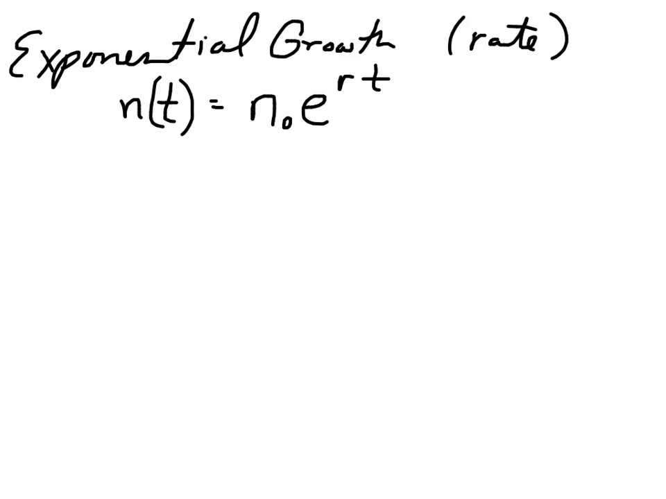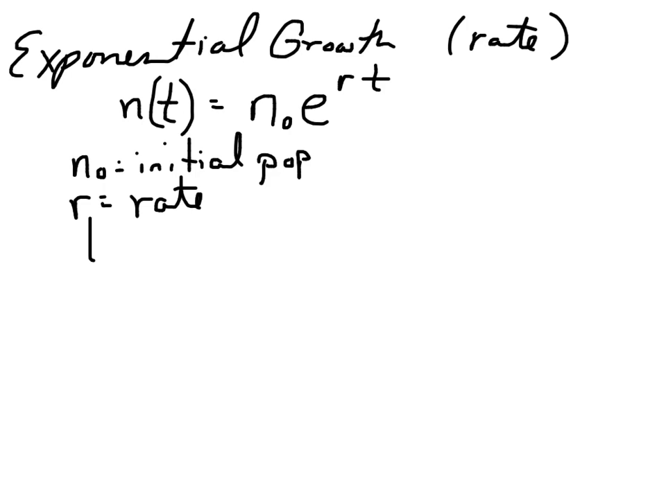I remember it by Nort, because it looks like it spells out the word Nort, where N0 and N to the T are the same thing. N0 is initial population, or the starting population. R is your rate, and T is time. Okay, and again, they're going to do the same type of thing for you. Here's their example that they have for this one.